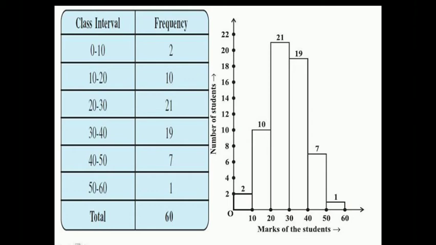So this is the horizontal axis, which is known as the x-axis, and this vertical axis is known as the y-axis. On same intervals, we are giving numbers which show the same difference: 0 to 2, 2 to 4, 4 to 6, 8, 10, 12, 14, 16, 18, 20, 22. And here the marks obtained 10, 20, 30, 40, 50, 60.